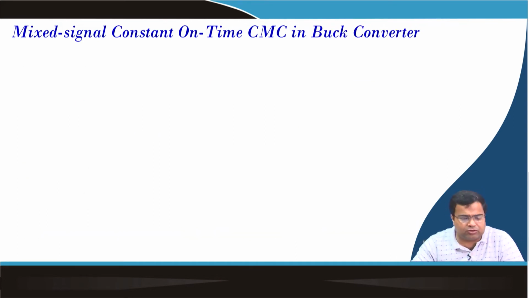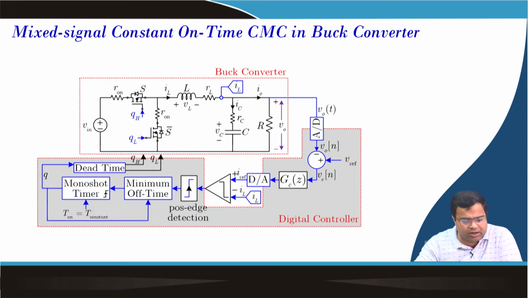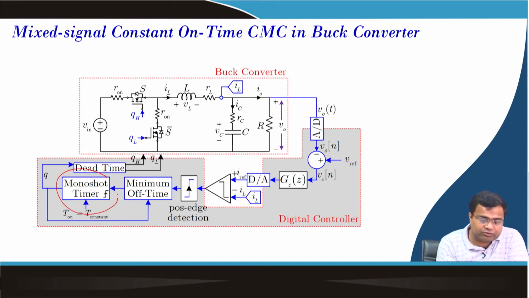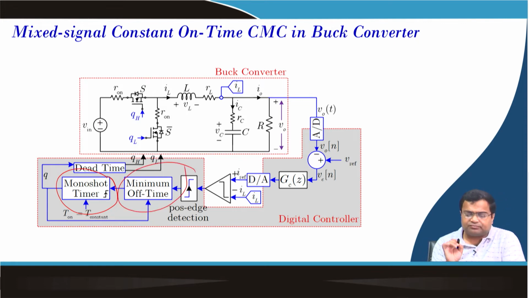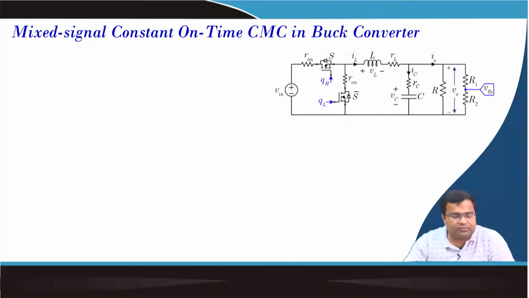Now, if we take constant on time mixed signal current mode control, the only difference will be you are using a monoshot timer for constant on time, and there is a minimum off time also you have to consider, and we have to suitably consider this edge detection circuit, and we will be implementing this constant on time control for both voltage base and current base in the subsequent lecture in Verilog. So, we will hold on for further discussion of this implementation.